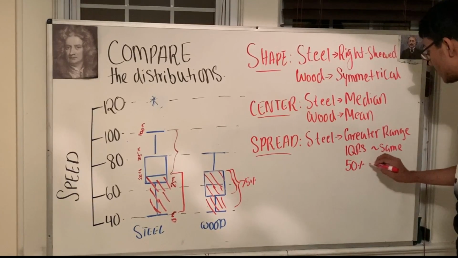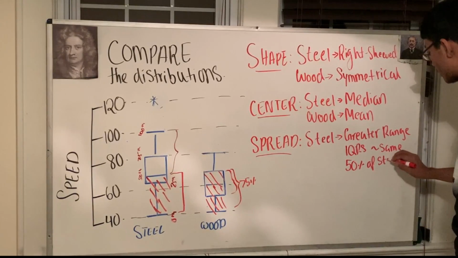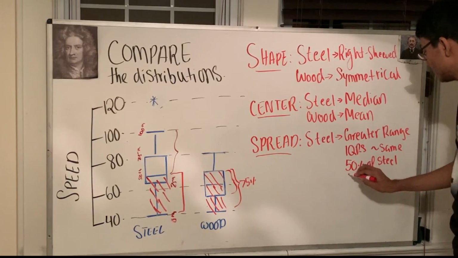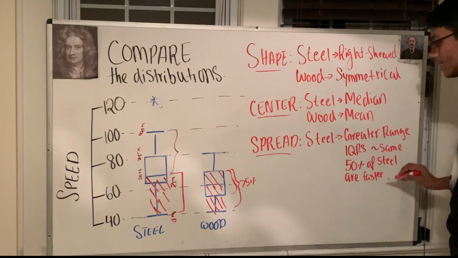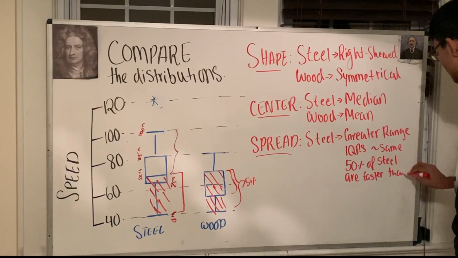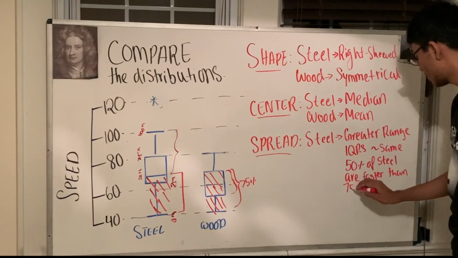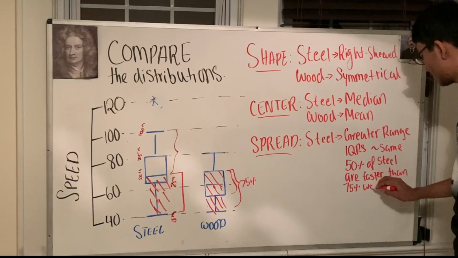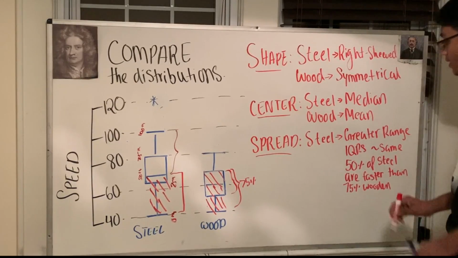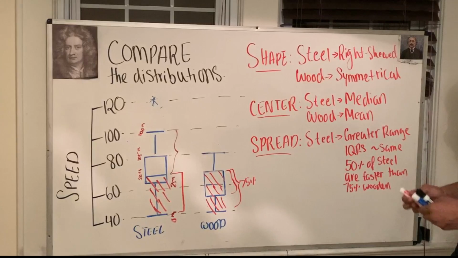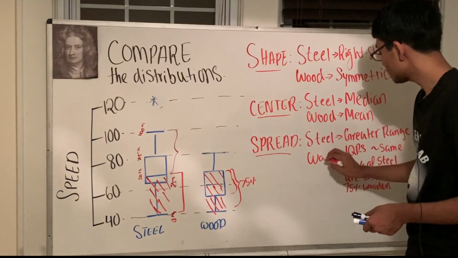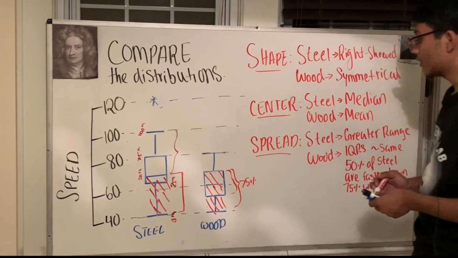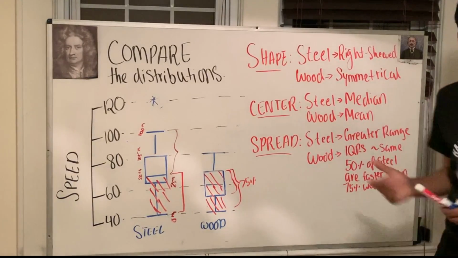50% of steel roller coasters are faster in speed, in miles per hour, than 75% of wooden roller coasters. I think that's a very keen observation to make. Okay, that's spread, and that's steel and that's wood. Shape, center, spread. Have we got anything left?